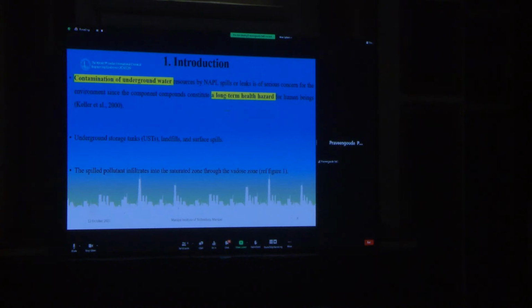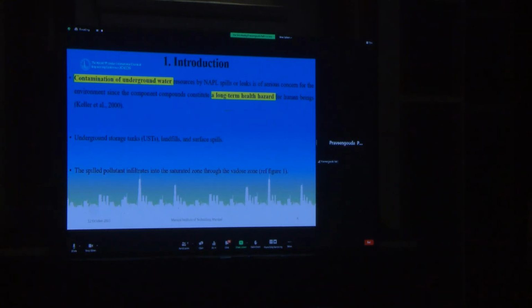Coming to the introduction, we know that the contamination of underground water resources by NAPL, that is non-aqueous phase liquids, spills or leaks, is a serious concern for the environment, since these compounds constitute a long-term health hazard for humanity. Underground storage, landfills, and surface spills are a few of the main causes of this pollutant. The spilled pollutant infiltrates into the saturated zone to the guarded zone.